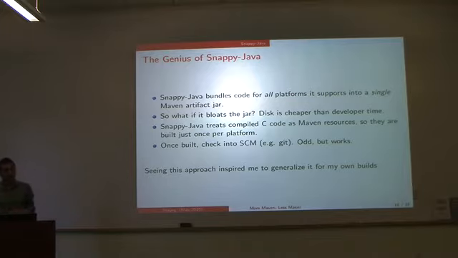Question? Previously, you used a system property to tell the JVM where the C code was. Now that it's in a jar, how does the JVM load that? We'll come to that. Good question.